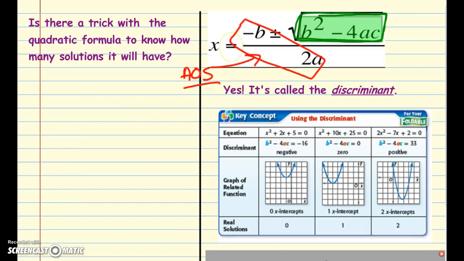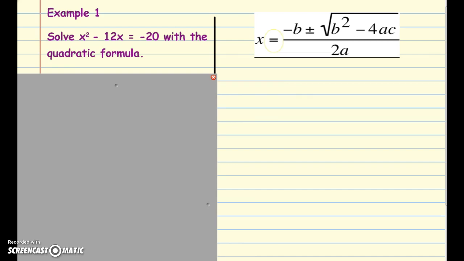So the first one is if underneath that radical symbol it ends up being a negative number, like this negative 16, then there are going to be no solutions. If, when you plug your numbers in, you get 0 for your discriminant, there's going to be one solution. If the number underneath that radical is positive, then we know that there are going to be two solutions. Again, if it's negative, 0 solutions. 0, 1 solution. Positive, 2 solutions. So let's look into getting some examples and using the quadratic formula.